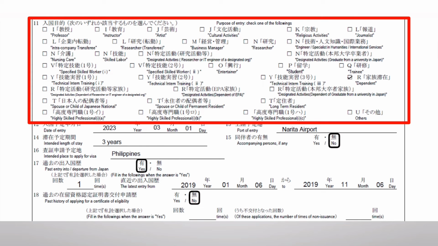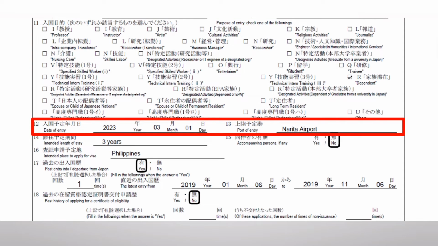Number 11, for the purpose of entry, we have to choose one. Since he will be a dependent, we will choose letter R. For numbers 12 and 13, these are just the estimated date of him coming to Japan and the port of entry. You do not have to reserve a flight ticket in advance.